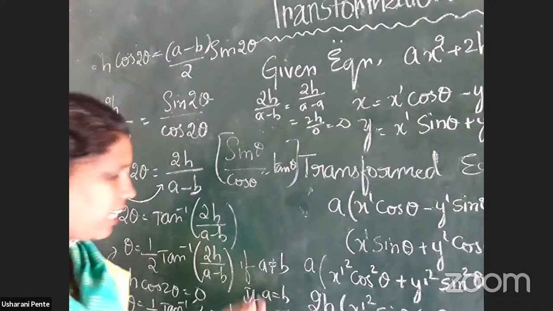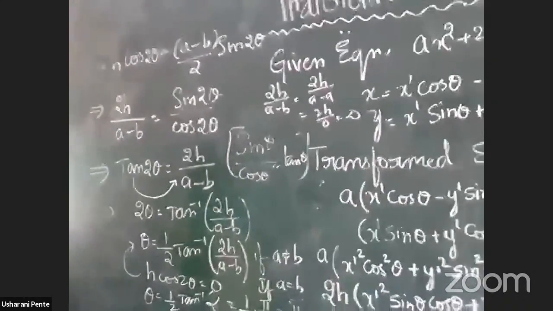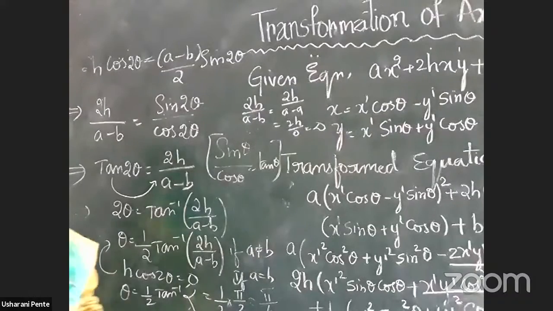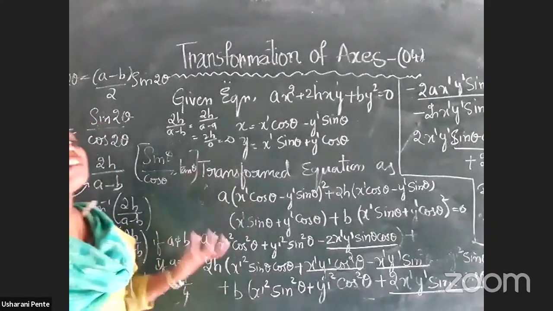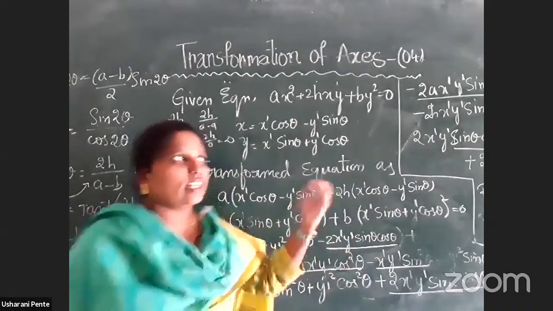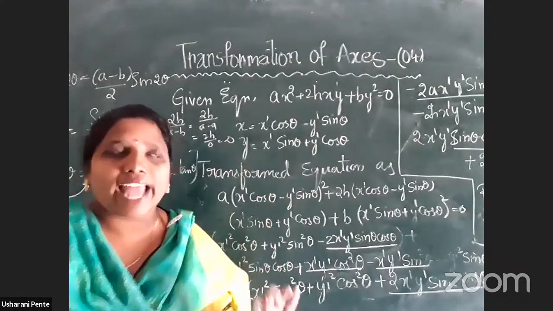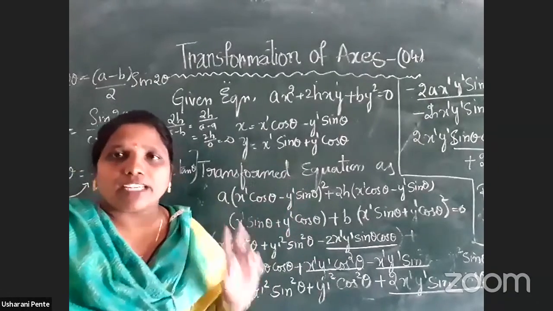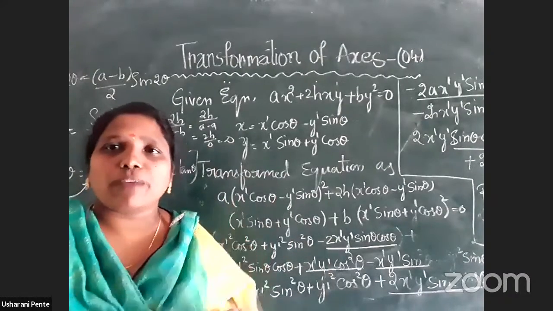Hence, we have proved that if a is equal to b, then theta is equal to pi by 4. So, just once again, we will look at it. In the question, they are asking us to find theta, the angle. How much is theta? Theta is equal to half into tan inverse of 2h by a minus b.